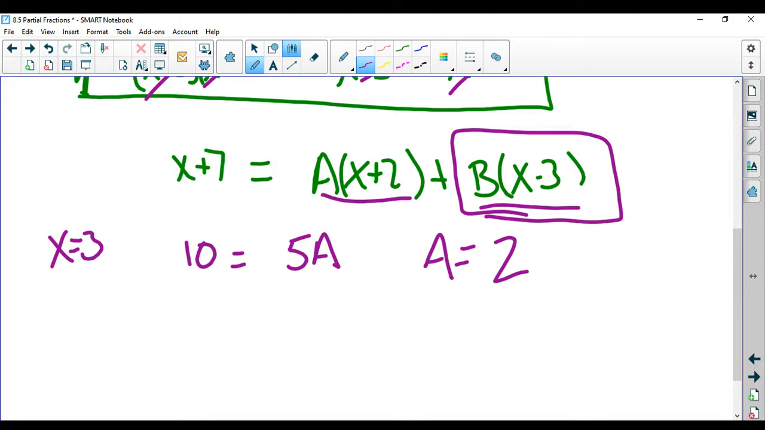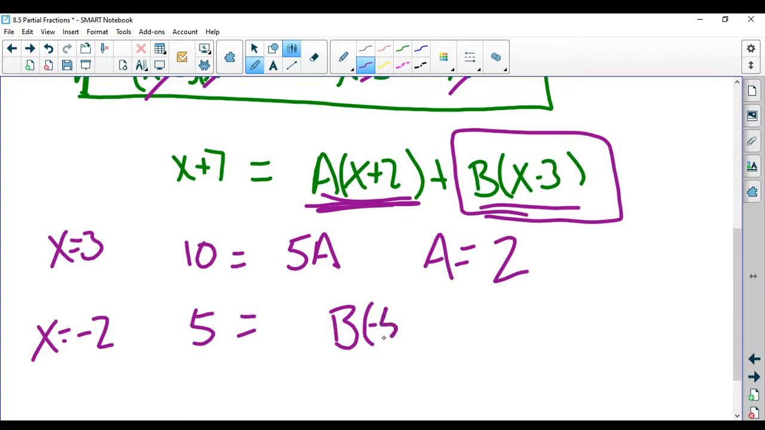You can do the same thing to get A to cancel out. So if you look at A's term, if x were negative 2, that's going to make the A term cancel out. So that's what I'm going to do. Negative 2 plus 7 is 5. A is gone. Negative 2 minus 3 is negative 5. So B is negative 1.